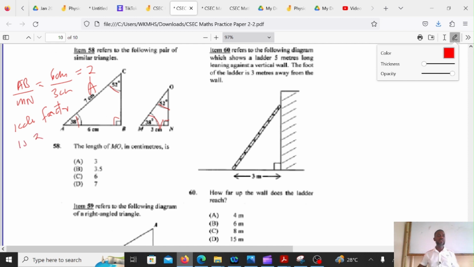So since our scale factor is 2, it means that this triangle here is twice this one. So therefore, if this is 7, then MO is going to be half of 7. So therefore, MO is equal to half AC, which is equal to half times 7, and that is equal to 3.5. So answer here is 3.5. Okay?